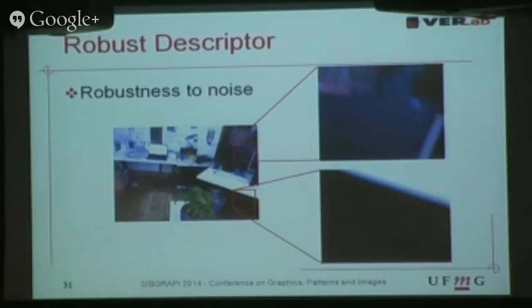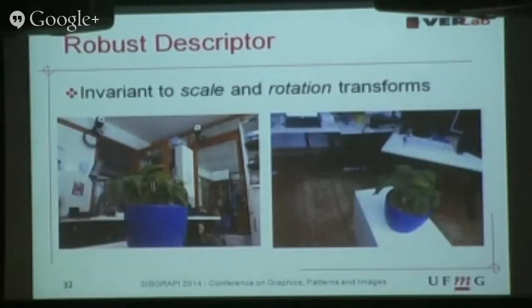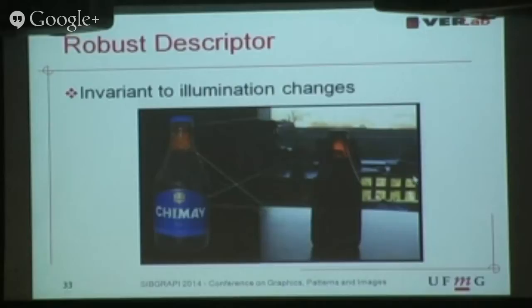Those of you who have used a Kinect know how noisy this thing is. So you want your descriptor, therefore, to be robust to noise. Of course, you have noise in the image too. You want to be invariant to scale because you may get this information from different distances from the scene, right? And rotation transforms. And of course, as much as possible, you want your descriptor to be invariant to illumination changes, right?